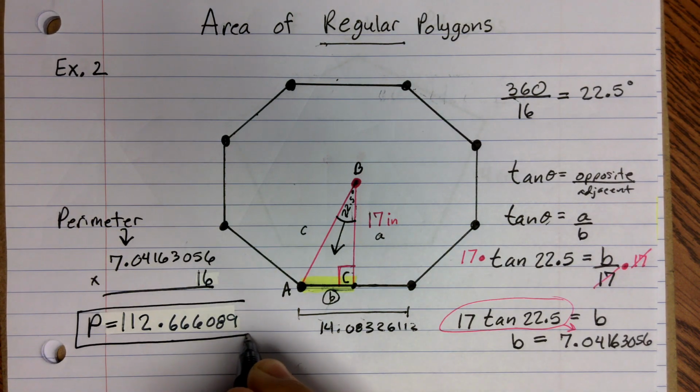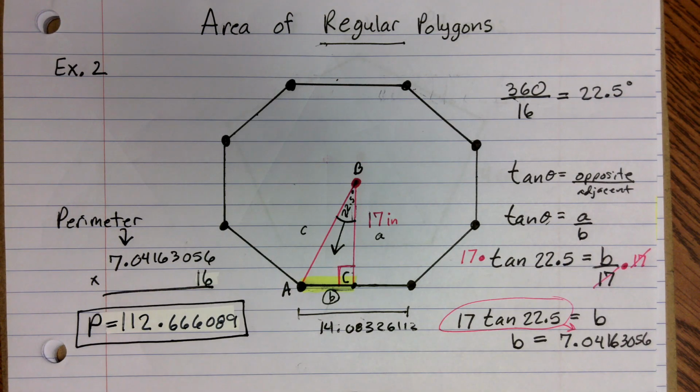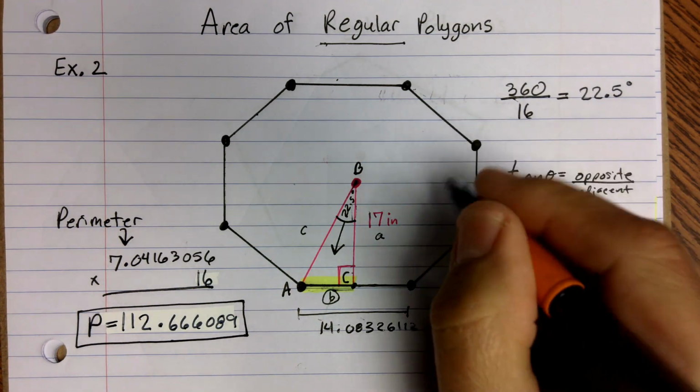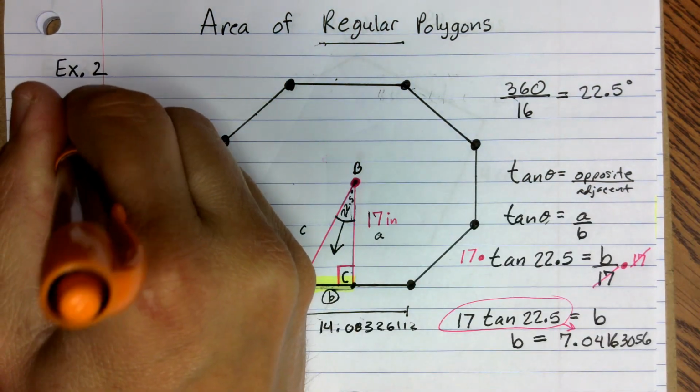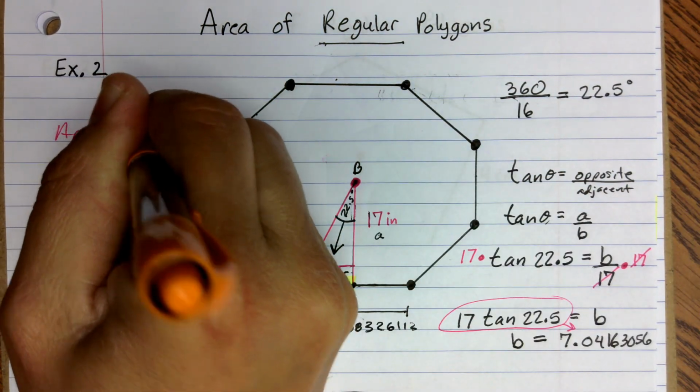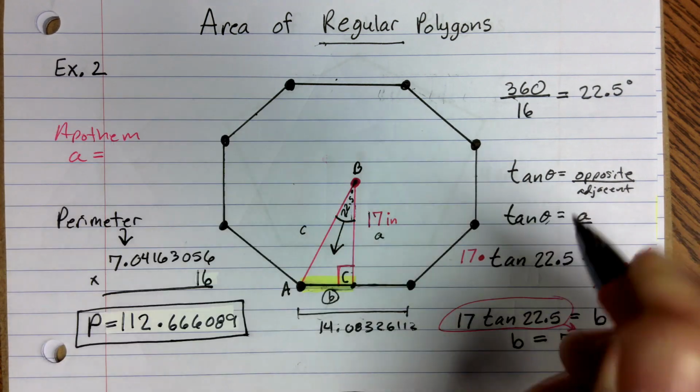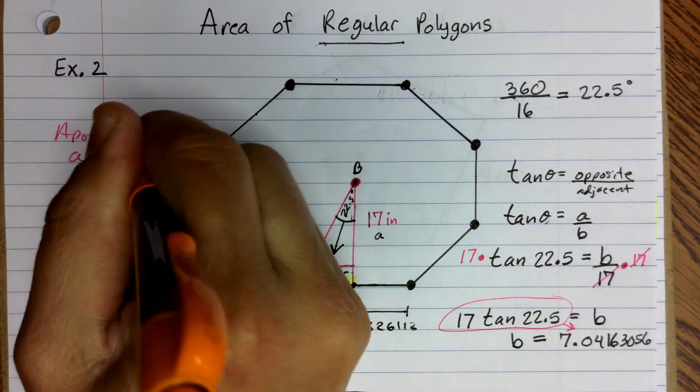Because a lot of the worksheets I'm seeing are asking for the perimeter. They're asking for the apothem. So I'm going to put right here, apothem, which is represented by the variable A, is equal to 17.